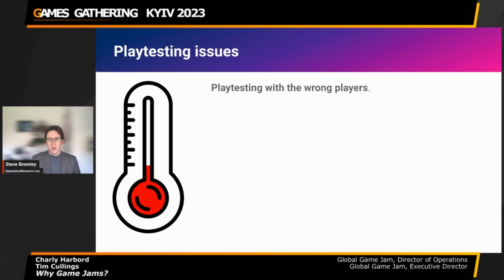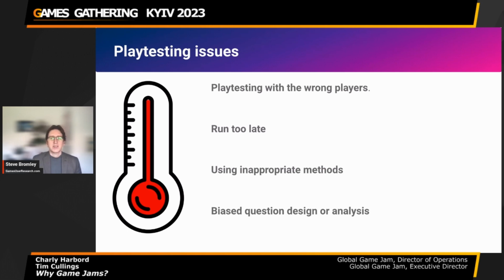The first thing we'll talk about in the second half of this presentation is the challenges and the risks of playtesting with the wrong players. The second one is running your playtesting too late, so you're not syncing it with the game development and game design decisions that you have to make. The third one we'll talk about is using inappropriate methods and getting the wrong kind of data back from your playtest so that you can't use it. And the last one is not approaching it with that unbiased mindset, not being able to ask unbiased questions or analysing the data in a way that introduces bias into your approach.